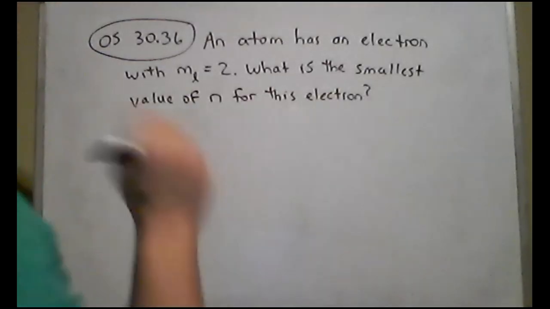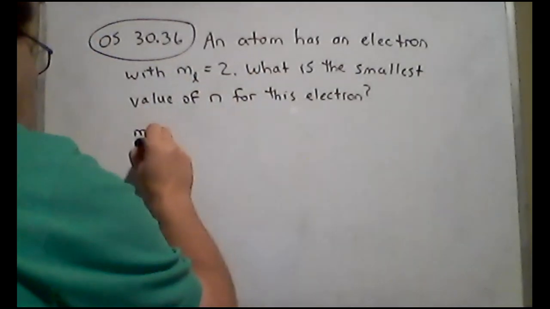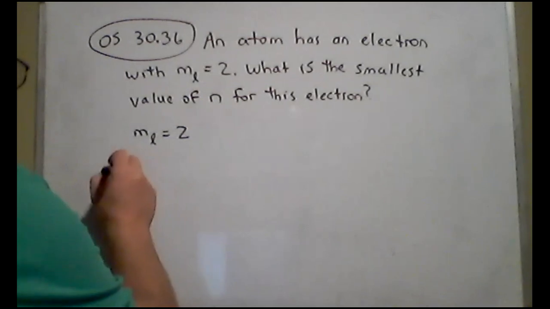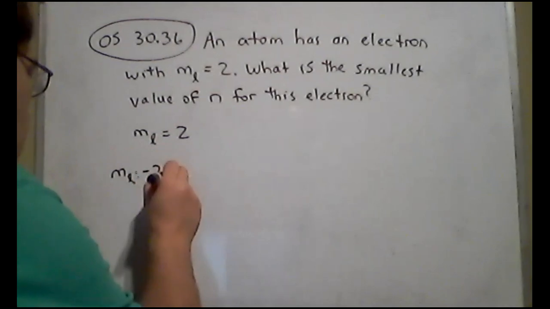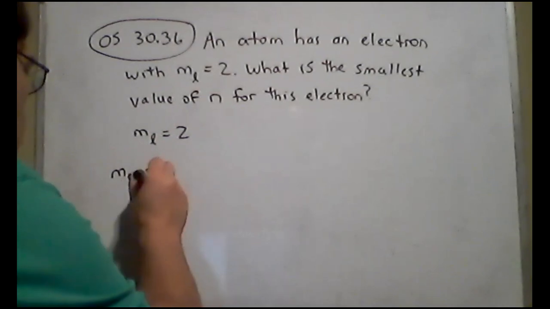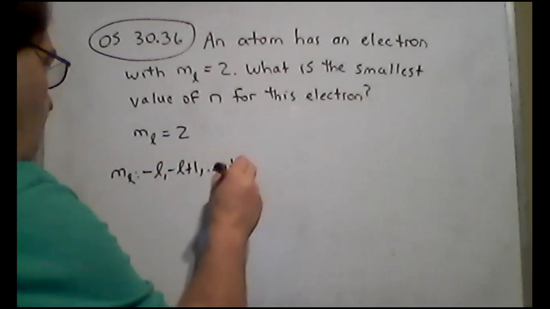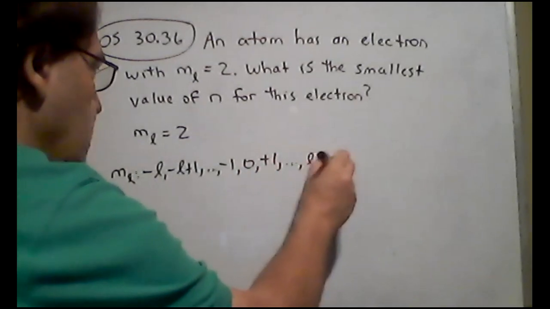All right, so now we're being given that there is an electron in this atom. I know for a fact that m sub L is 2. Now, what does that tell me? Based on the last logic that we just had regarding L, we know that m sub L is constrained to be negative L, negative L plus 1, dot dot dot, negative 1, 0, positive 1, dot dot dot, to L minus 1 to L.